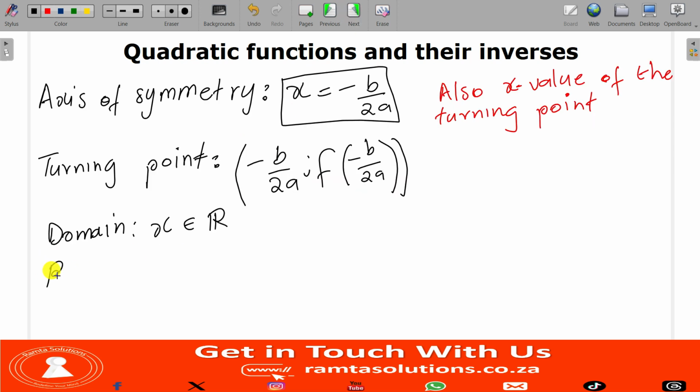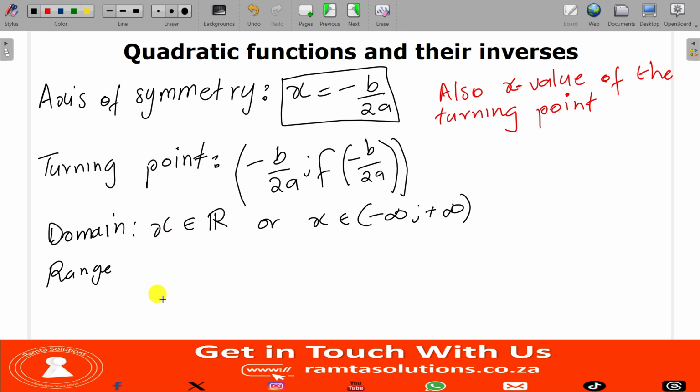Now let's look at the range. By the way, when we talk of the domain, we're talking of the values of x, and those values we also refer to as movement from the left to the right. If you do not like this form, you can say x is an element of negative infinity to positive infinity. You can also use this form, but I prefer this one.